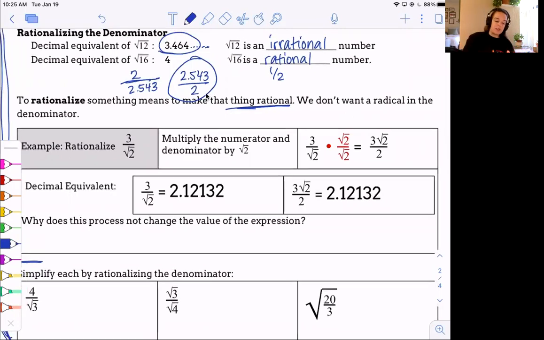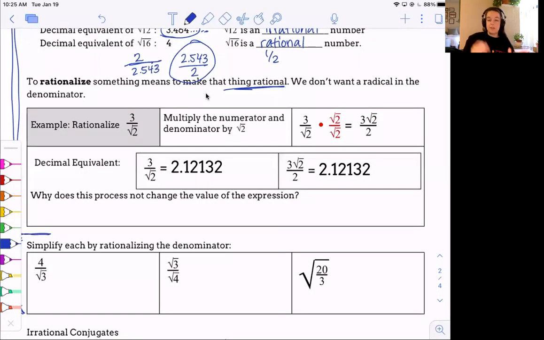So the process that mathematicians of old, our mathematician ancestors, came up with was to multiply the numerator and the denominator by that same radical that is in the denominator, and that's going to rationalize the denominator. So here's what I mean. If I start with this number here, 3 over square root 2, I multiply times square root of 2 over square root of 2.